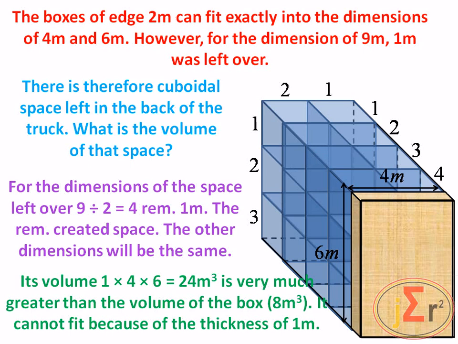And that 24 cubic meters is very much greater than the volume of the box. The volume of the box is 8 cubic meters. It cannot fit, although the volume of the space is significantly greater than the volume of the cube. The volume of the space being 24 cubic meters and the box being 8 cubic meters still cannot hold, because there is a remainder of only 1 meter. So for that dimension of 1 meter, the 2 meter box will not fit.